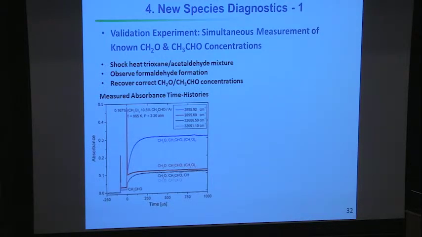these are the data. I just want to show you the quality. So we do experiments at, it looks like we actually tried 4 colors here. We used experiments at 4 different wavelengths. We look at the time history. There's the incident shock, reflected shock. You can see the time variation of the formaldehyde and the acetaldehyde.